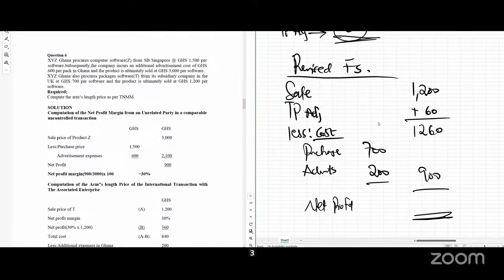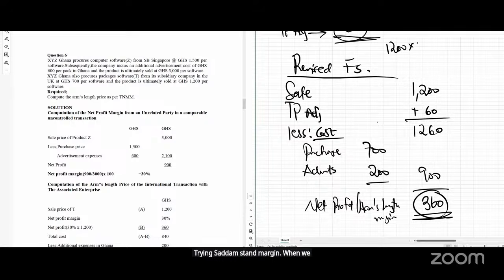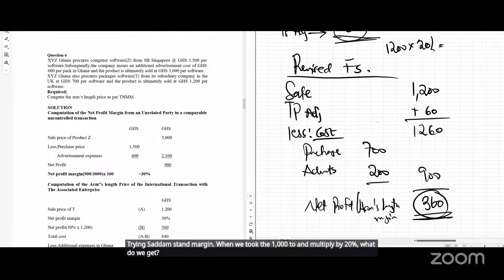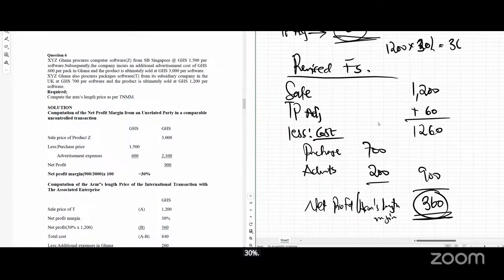360. You said 360? 360. So this becomes the same as the arm's length margin. Try and see the arm's length margin. When we took the 1,002 and multiplied by 30%, what do we get? 360. See, it's the same.